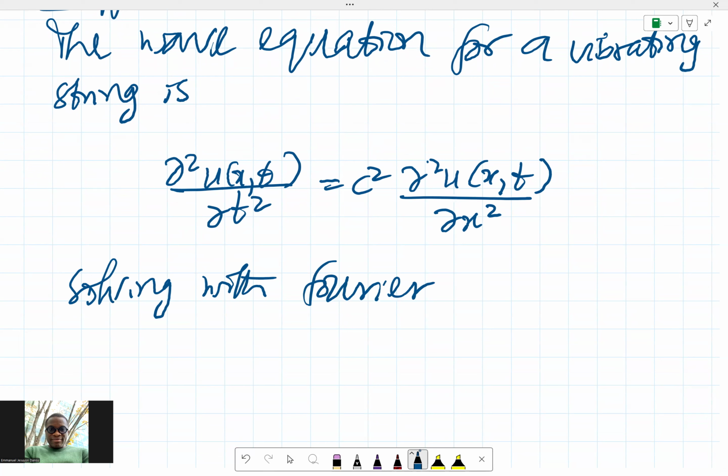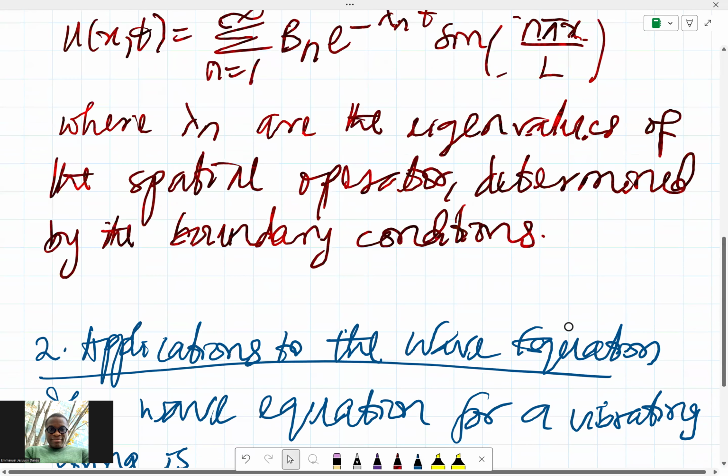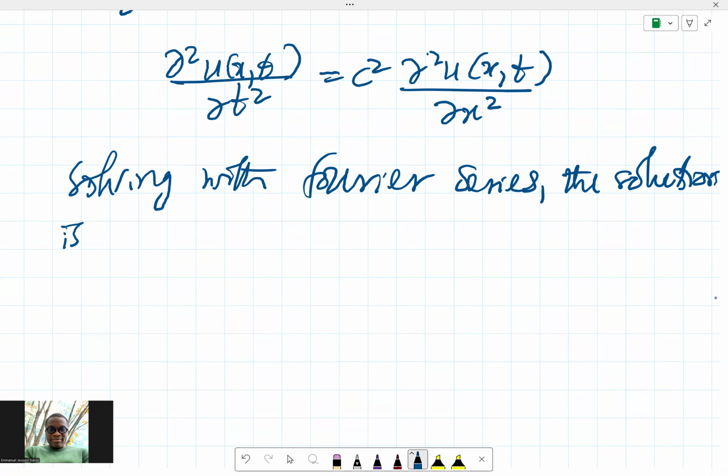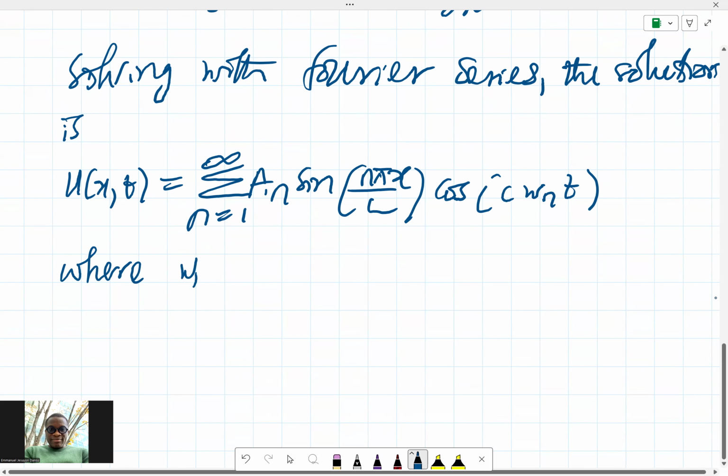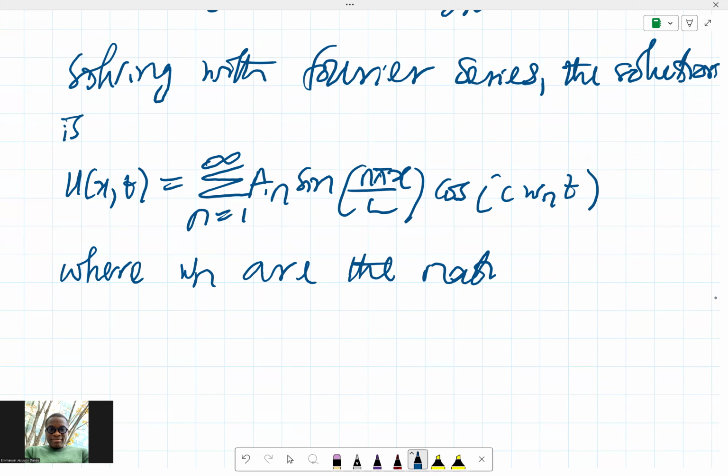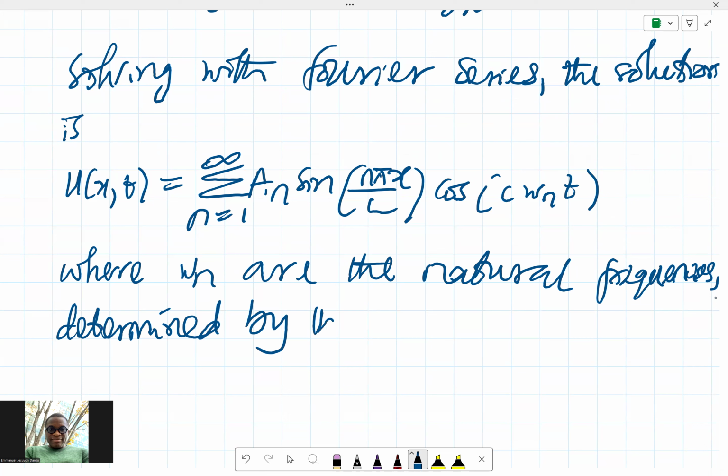Solving with Fourier series, the solution u of x comma t is equal to the summation from n equals 1 to infinity of a n sine of n pi x over L cos of c omega n t, something like this, where omega n are the natural frequencies determined by the boundary conditions.